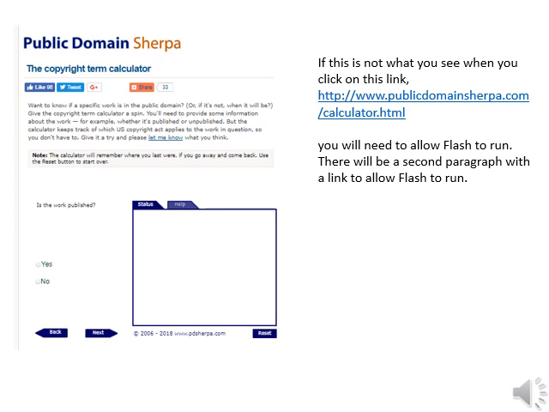To find the expiration date of copyright protection, the Public Domain Sherpa also has an interactive method to determine this. When you click on the copyright term calculator, if your screen does not look like this image, you will have to allow Flash to run in order for it to work. The instructions are on the right side of the screen.